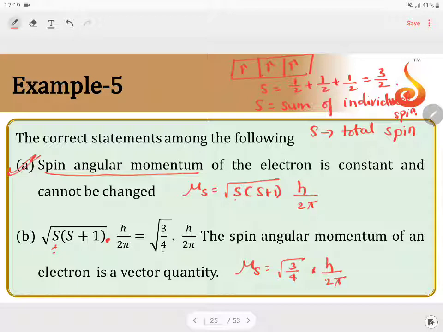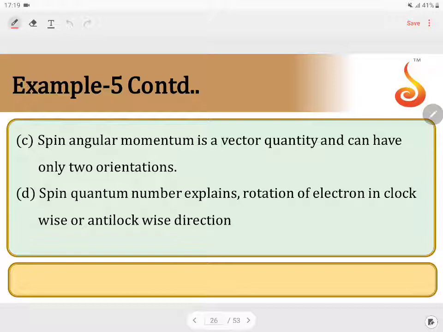The spin angular momentum of the electron is a vector quantity. They have given that the spin angular momentum is a vector quantity. Yes, it is true because spin momentum itself is a vector quantity. Therefore, spin angular momentum is a vector quantity.